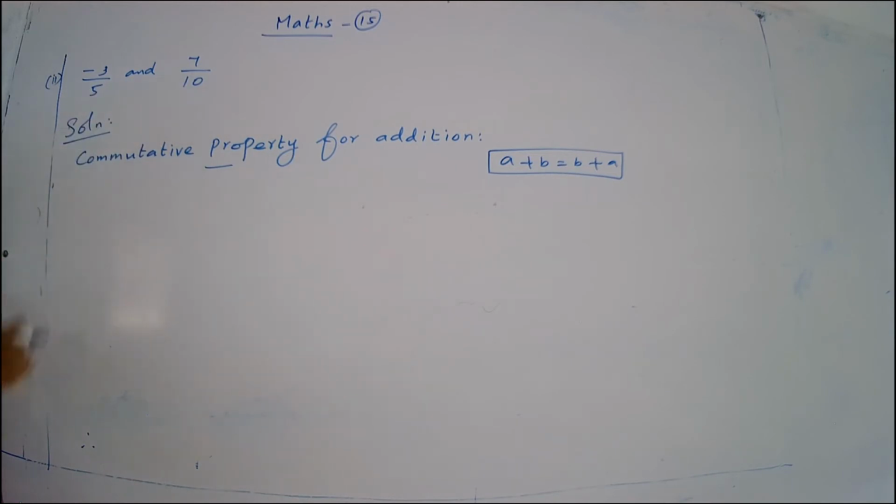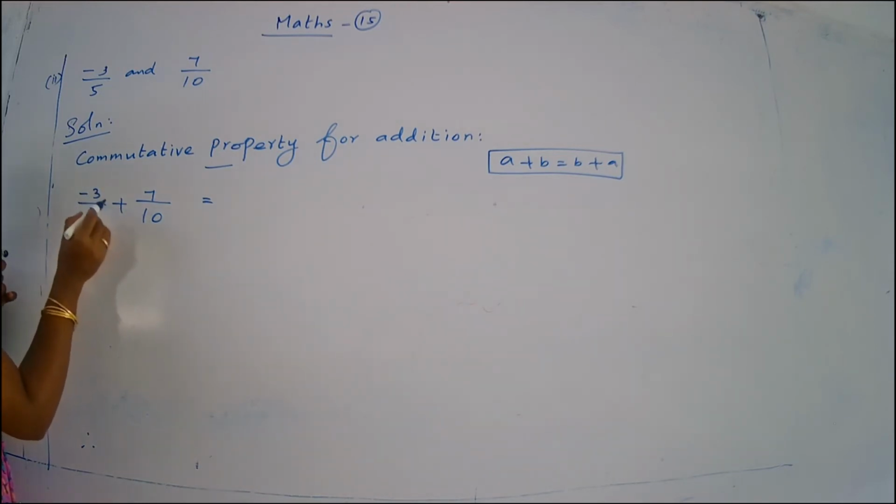So first of all, we have to find the value of minus 3 upon 5 plus 7 upon 10. Now you see in the rational number, the denominators have different numbers. So what to do? We have to find the value by LCM method or cross multiplication method. Okay, children? So now we follow the cross multiplication method.